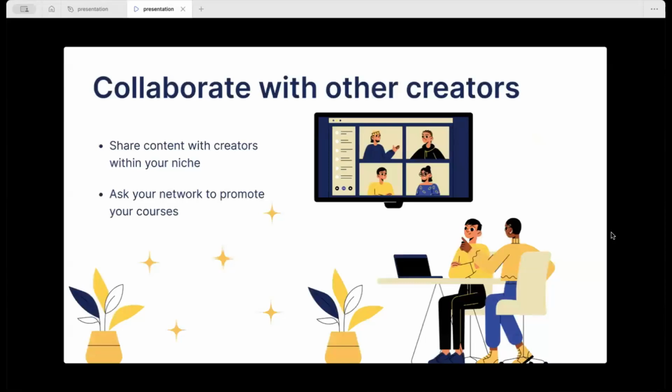And one interesting method here is collaboration. So you can collaborate with other creators. You can exchange with your audience. You can share your ideas together, and you can share content with creators within your niche. It's important to make sure you have the same audience. And ask your network to promote your courses. This is also a key point here. I guess if you have good relations with your network, you can easily organize this part.